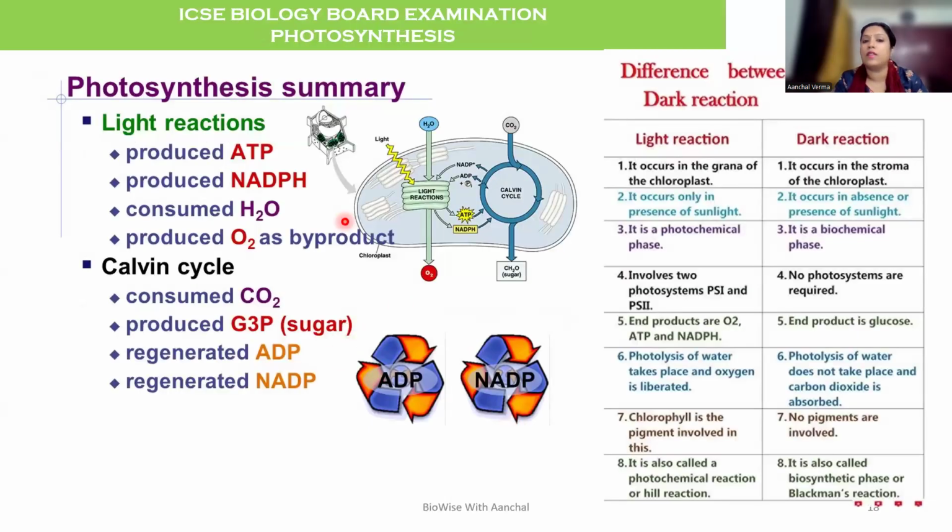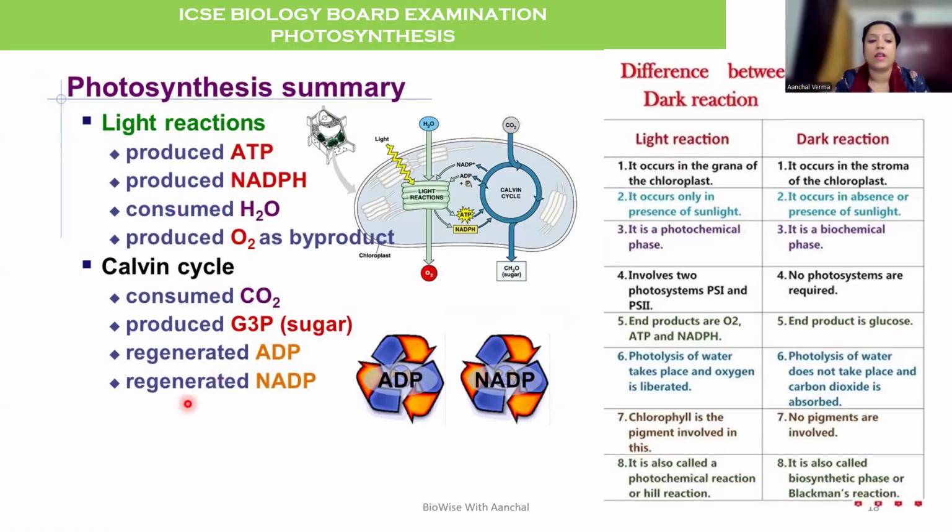Now, photosynthesis summary, if you want to take, write down, please. The difference is asked in the examination. In light reaction, ATP, NADPH, water is consumed and oxygen is produced. So, ATP, NADPH, and oxygen is produced, and water is photolyzed. In dark reaction or Calvin cycle, sugar is produced, that is, glucose is produced, carbon dioxide is consumed, and again ADP and NADP are recycled so that they can again go into the thylakoids for the process of light reaction.